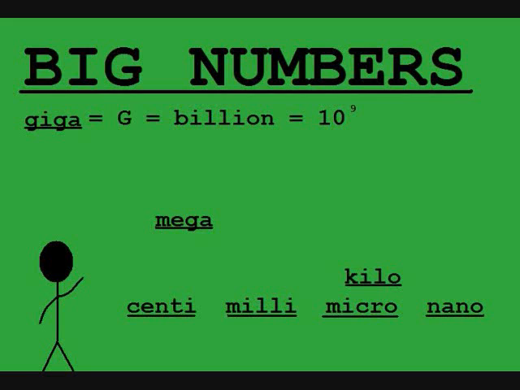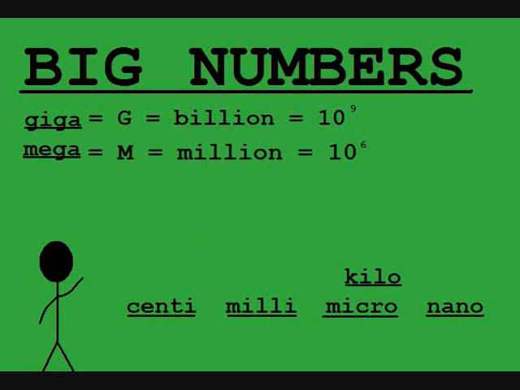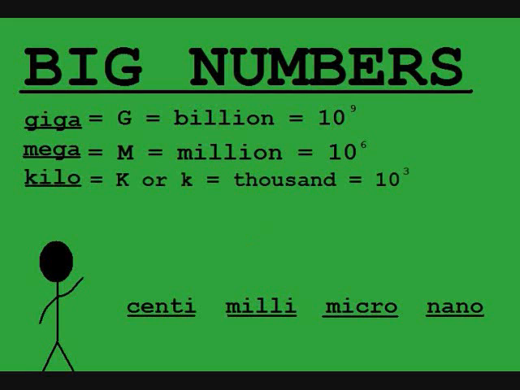Next is mega, which is abbreviated with a capital M, equals a million, which is 10 to the 6th power. Kilo is abbreviated with either a capital or a lowercase k, which equals 1,000, which is also equal to 10 to the 3rd power.